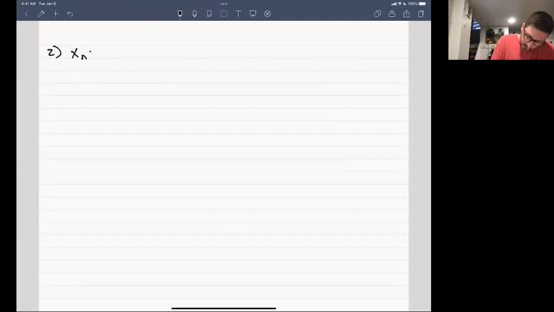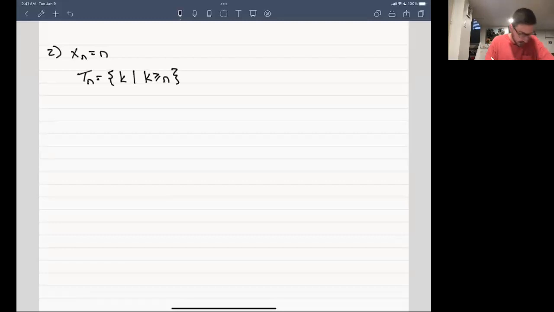Let's use this sequence of natural numbers. x_n is equal to n. So 1, 2, 3, 4, 5, and so on and so forth. In this case, the tails are just every natural number beyond some little n. So say little n is equal to 100, then the tail is just all of the natural numbers bigger than or equal to 100. If little n is equal to 456, then the tail is just every natural number beyond 456. Nothing special.